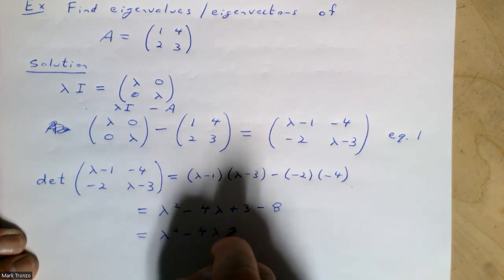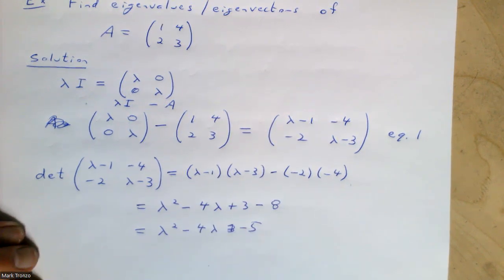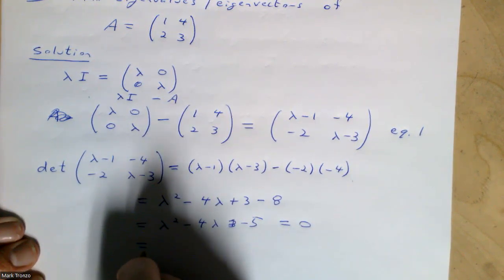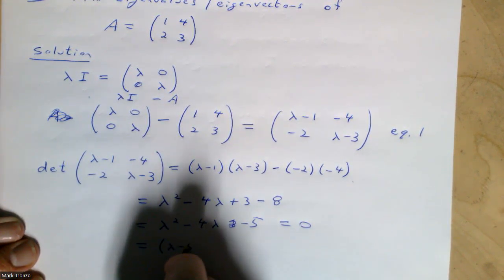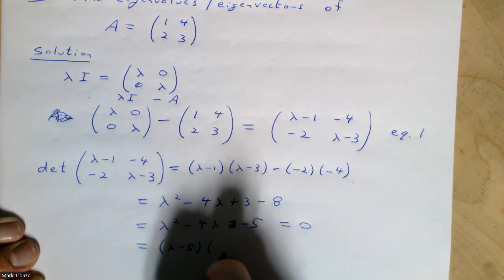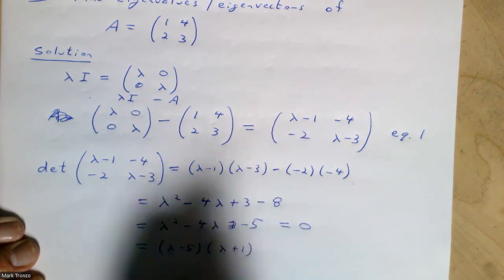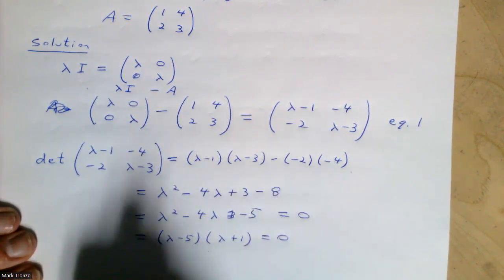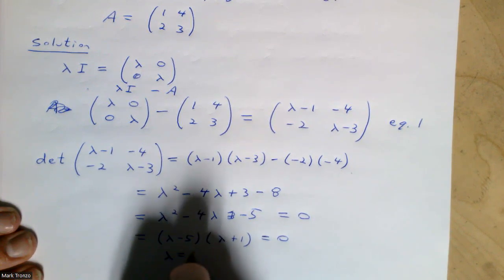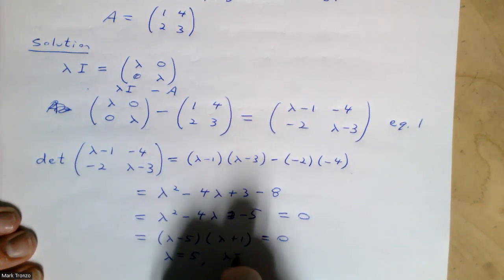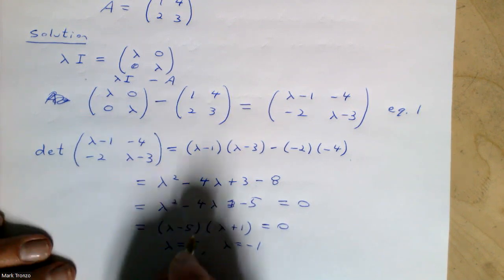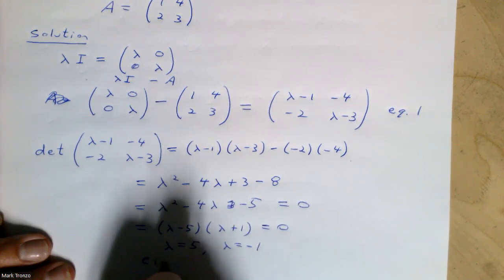And minus 5. Again, like I said, we want to set this equal to 0. And then we can factor this: lambda minus 5, lambda plus 1. And again, we're going to set that equal to 0. So it's going to be lambda equals 5 and lambda equals minus 1. So these are the eigenvalues.